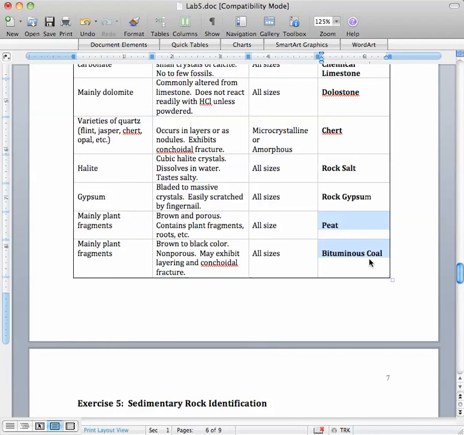Peat tends to be brown and porous and pretty fragile, and bituminous coal has undergone some more burial, so it's going to be denser and darker in color, brown to black. It's non-porous. It may have some of the pre-existing layering and a little bit of conchoidal fracture, but you can tell them apart definitely because the bituminous coal is going to be denser than the peat. And that's it for those samples.